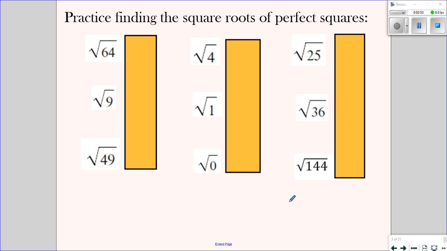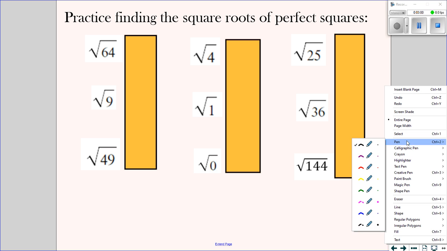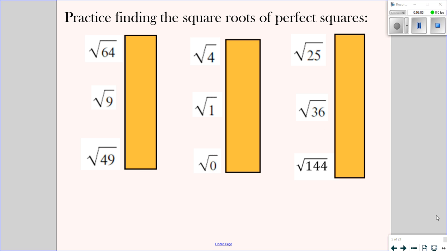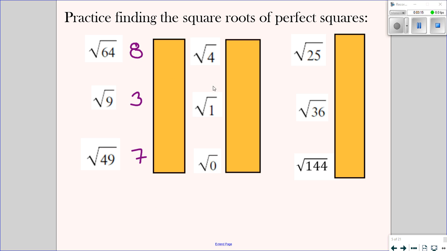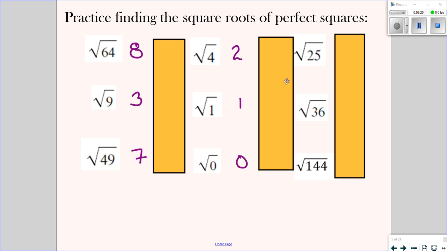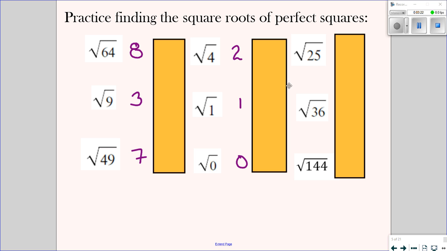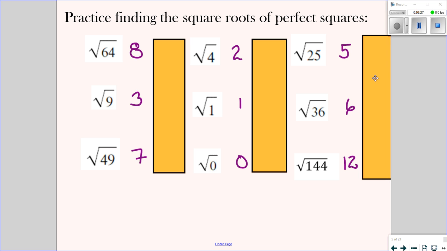Right, so before doing any problems dealing with simplifying radicals, we need to know the square roots of certain numbers. So we have all of these square roots. They're going to give us a perfect square. So we have the square root of 64, the square root of 9, the square root of 49. We know that it's going to be 8, that one's going to be 3, and the other one's going to be 7. The square root of 4 is 2, the square root of 1 is 1, and the square root of 0 is just 0. And the square root of 25 is 5, 36 is 6, and 144 is 12.